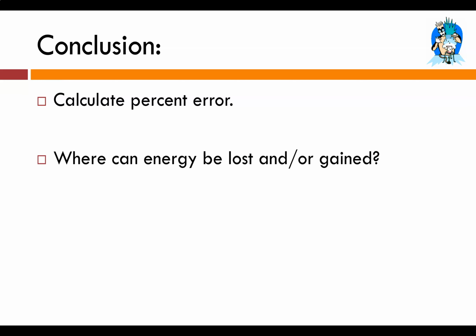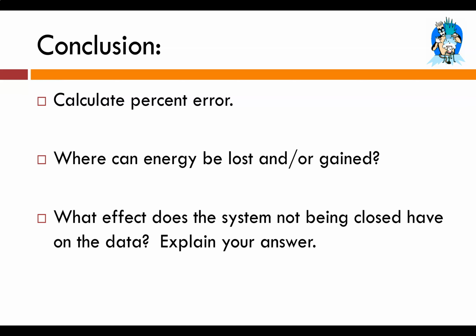In your workbook, there are a couple of other questions. Calculate the percent error. You have the accepted value. Calculate how far off you are from the accepted. We assumed that this calorimeter is a perfectly isolated system. That is not the case. Brainstorm where the energy can be lost or gained. And finally, what effect does the system not being closed, or isolated is probably a better way to describe it, have on your data, and explain the answer? So we'll take some time to discuss that in class if you've got questions, but definitely wrap up the thought experiment, if you will, with those 3 problems.